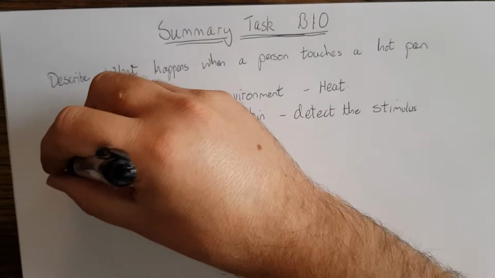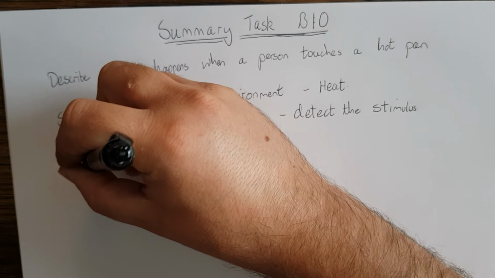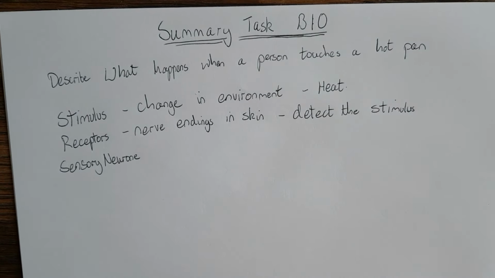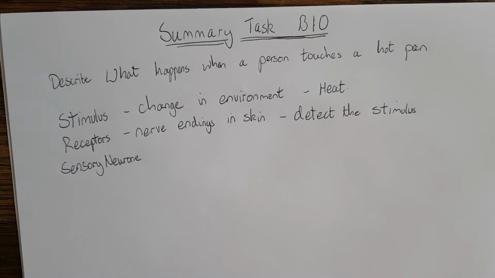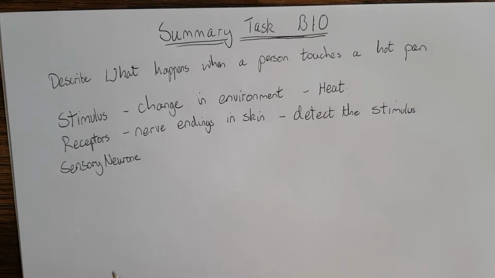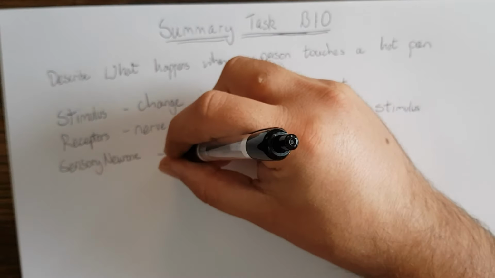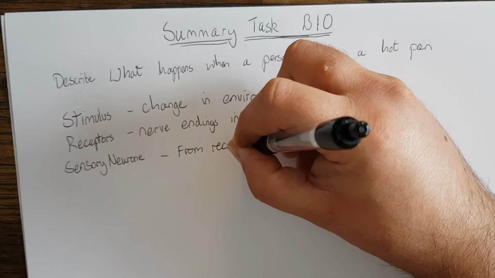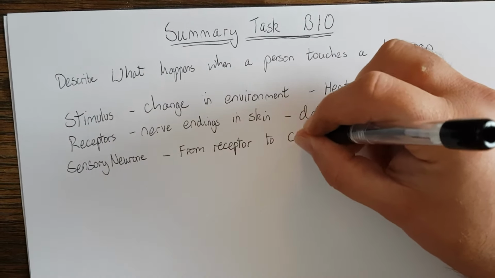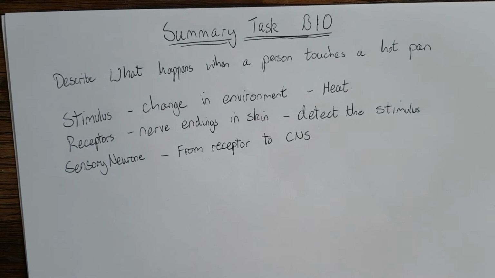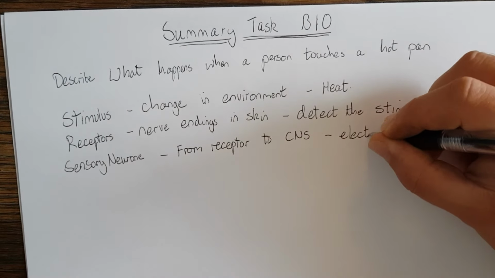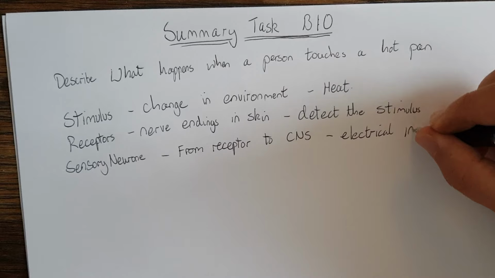And they will send the message down the sensory neuron. A sensory neuron is, or sensory nerves, the nerves are obviously the bundle of neurons, they will take the message from the receptor towards the CNS. So they go from receptor to the CNS, the central nervous system. And it's going to carry it as an electrical signal or impulse.